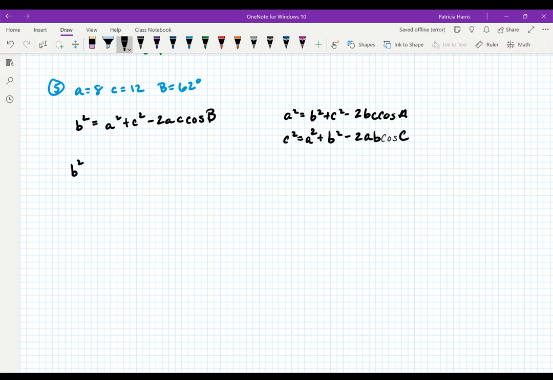Okay, here we go. I'm just substituting in 8 squared, plus 12 squared, minus 2 times 8 times 12, and then cosine of 62. Now, depending on your calculator, you can type this in all at once, or you might need to do some simplifying first. It just kind of depends on your skill level.